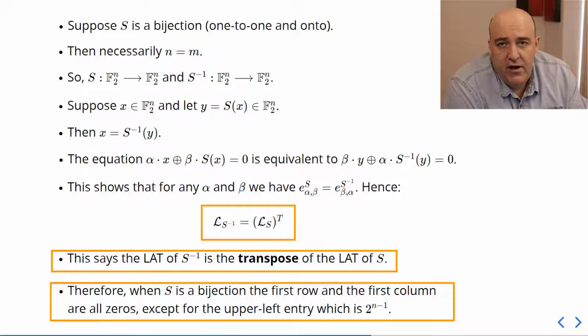We've already seen that the first column is all zeros except for that first entry, 2 to the n minus 1. From this result, we see that the first row is also all zeros except for that first entry, 2 to the n minus 1, at least when we have a bijective S-box. So in a bijective S-box, the first row and the first column are all zeros, except for the very first entry, which is 2 to the n minus 1.